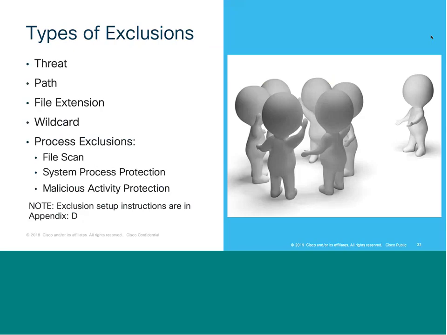So let's move on. We have several different types of exclusions. We've got thread exclusions, path exclusions, file exclusions, wildcard exclusions, and a couple of different types of process exclusions. And yet, there's more. We do not have listed here exclusions that are not accessible to the customer. Currently, you cannot create exclusions for the exploit prevention engine or the malicious activity prevention engine directly from the console.